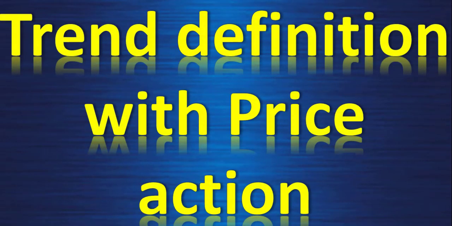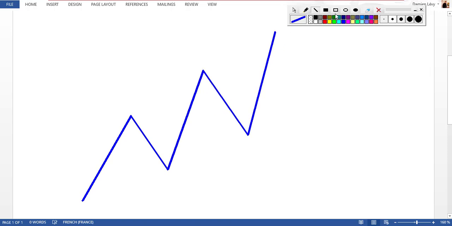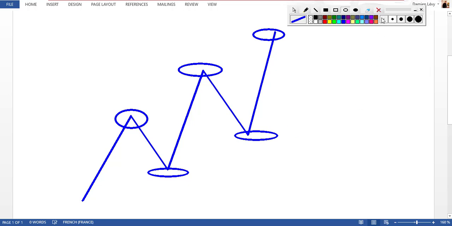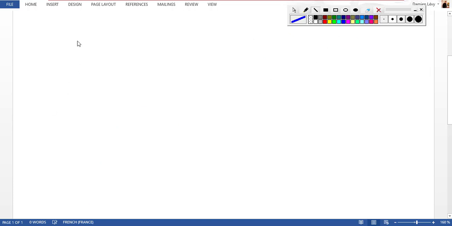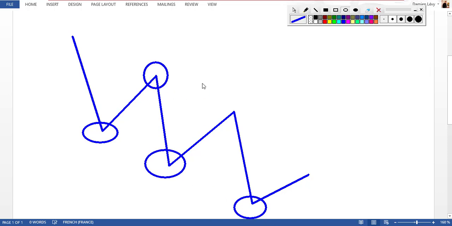Trend definition with price action. A quick review. An uptrend using price action is defined by higher highs and higher lows, like this. You can see the highs are higher and higher, and the low points, the reversal points, are higher also. So this defines an uptrend. And a downtrend makes lower lows and lower highs. This is the definition of a downtrend.